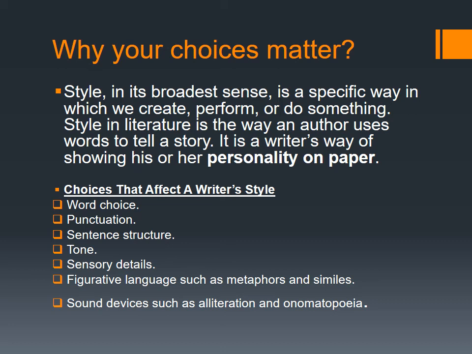Why your choices matter? We'll see. Style, in its broadest sense, is a specific way in which we create, perform, or do something. Style in literature is a way an author uses words to tell a story. It is a writer's way of showing his or her personality on paper. So, what are the choices that affect a writer's style? It can be the word choice, punctuation, sentence structure, the tone, the sensory details, figurative language such as metaphors and similes as we discussed in the literary devices, and sound devices such as alliteration and onomatopoeia.